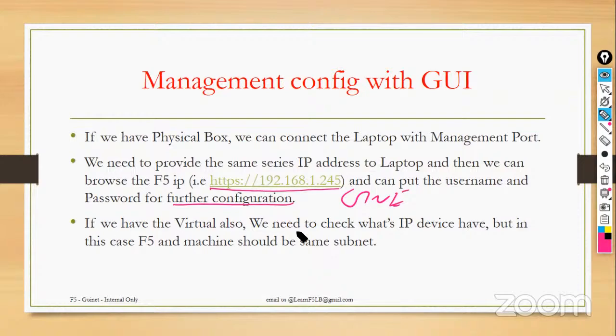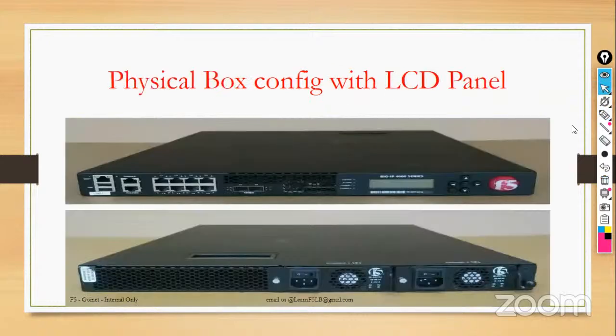If we have a virtual machine also, we need to check what IP it has. But in this case, the F5 machine should be in the same subnet, right? So this is the management part. And we have the physical box here, so this is your 4000 series box.